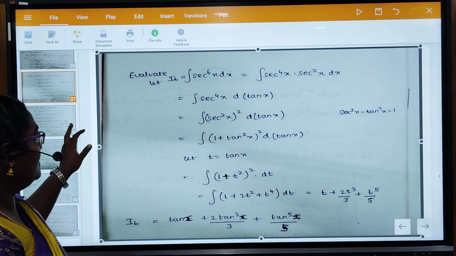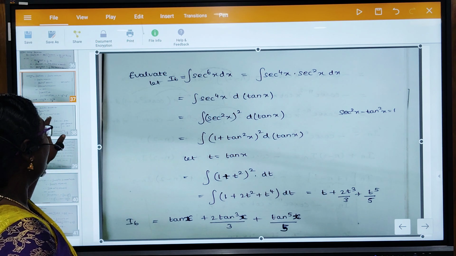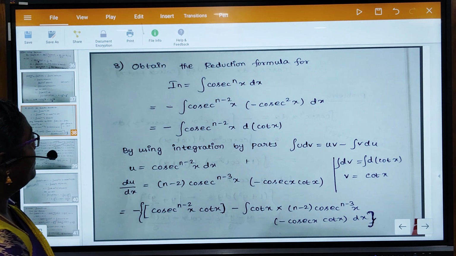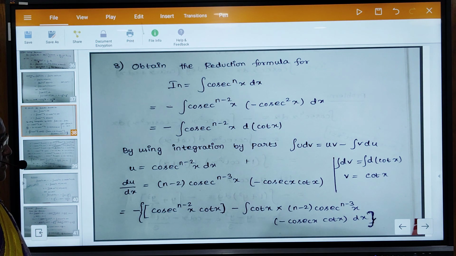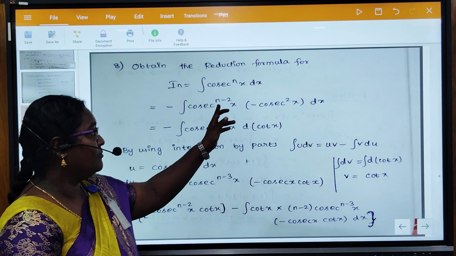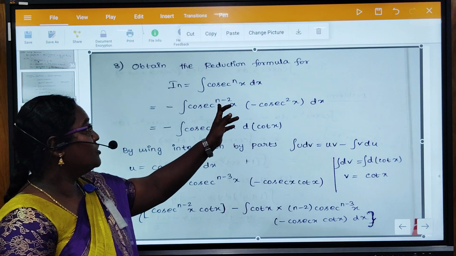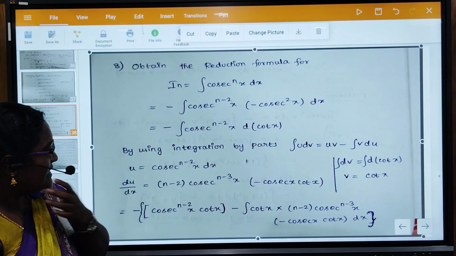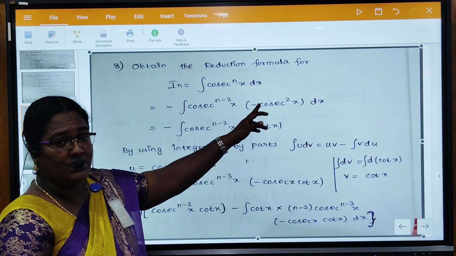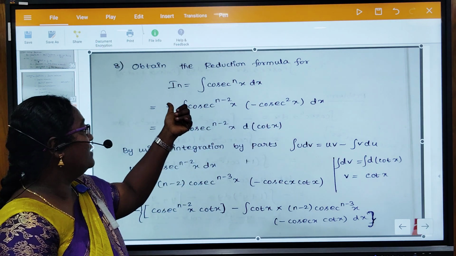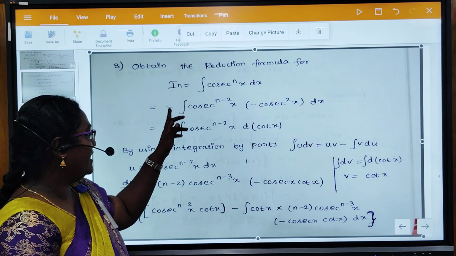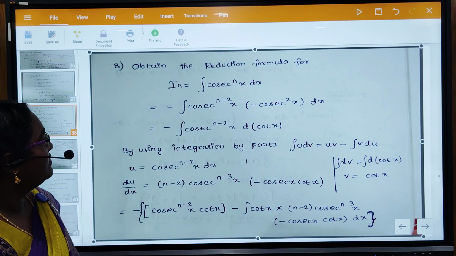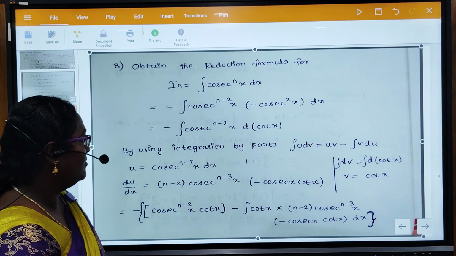So far we have seen tan power n and secant power n. We will see cosecant power n and cot power n. Obtain the reduction formula for cosecant power n. As I said, the power is split into even powers: n minus 2 and cosecant square. And again I am doing one more step here. Since the differentiation of cot x is minus cosecant square x, I am multiplying with a negative sign. I am multiplying one negative sign here and one negative sign here. Minus into minus becomes positive, so it doesn't affect the above one.